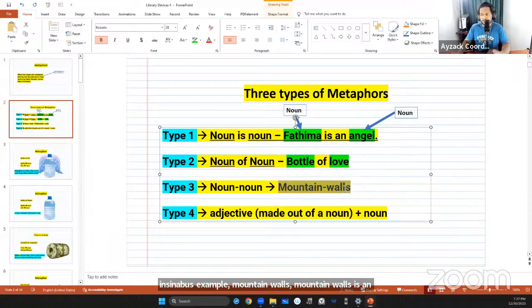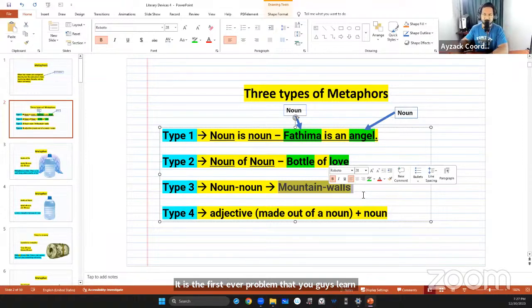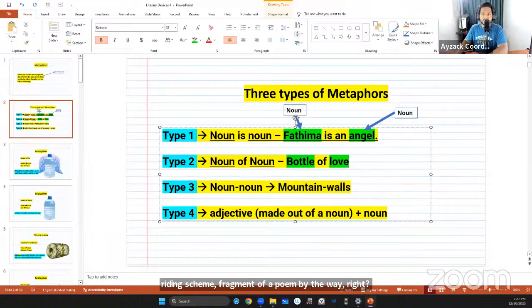Can you believe that? Now, for example, you might have read The Eagle. You might be masters of The Eagle. It is the first ever poem that you learn. Alfred Lord Tennyson, a two-stanza poem, AAA rhyming scheme, a fragment of a poem, by the way. Regardless, mountain walls is in fact a metaphor because we take two nouns and compare them directly. Mountain is a noun, walls is a noun.